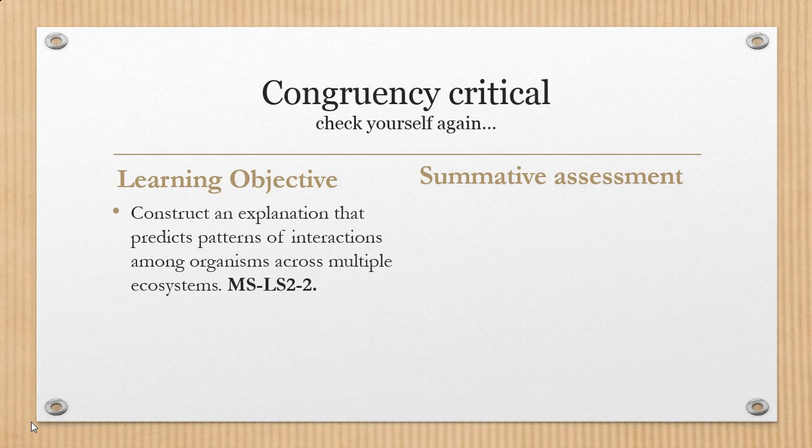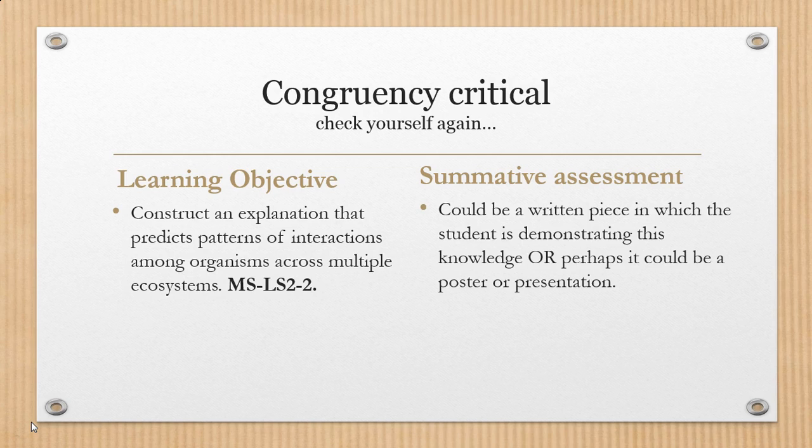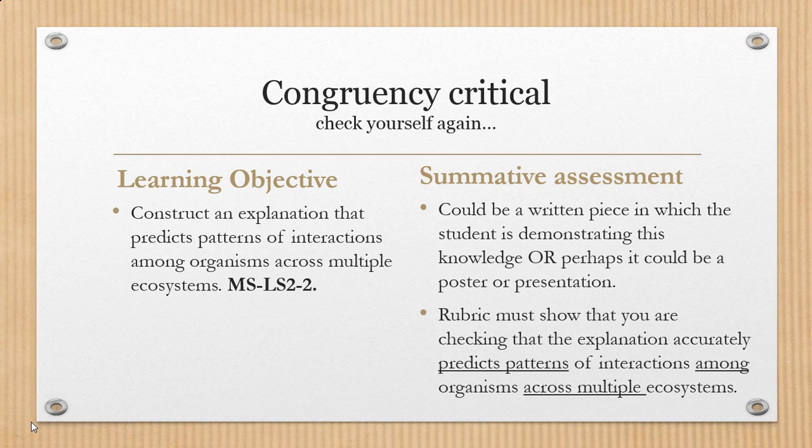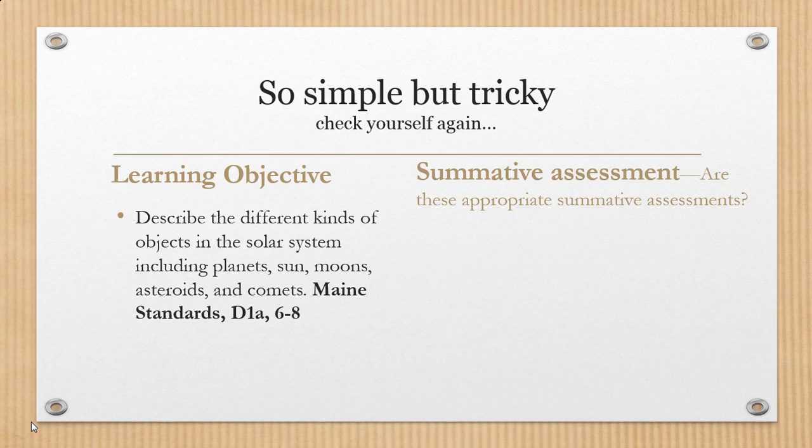Let's look at another example. This is at the middle school level. Construct an explanation that predicts patterns of interactions among organisms across multiple ecosystems. So a summative assessment could be a written piece in which the student is demonstrating this knowledge, or perhaps it could be a poster or presentation in which that explanation is placed on the poster or in the presentation. Then you would develop a rubric. The rubric must show that you are checking that the explanation accurately predicts patterns of interactions among organisms across multiple ecosystems. It seems so simple, but it can be tricky.